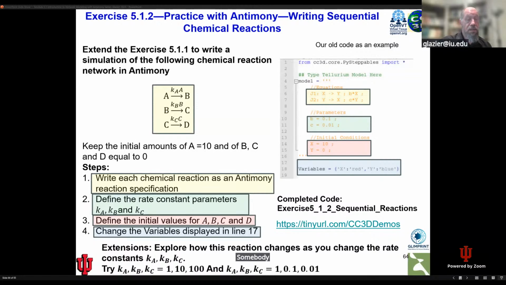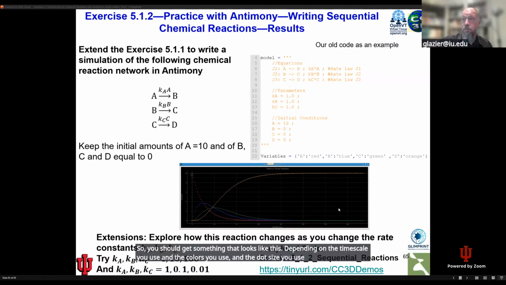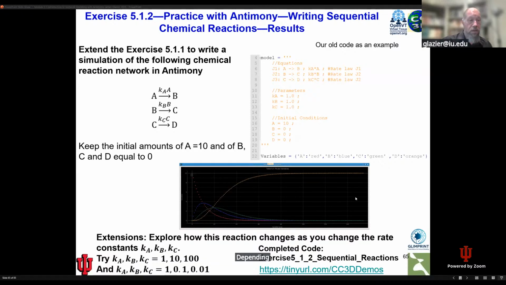Somebody said they had a CVODE error. If you had a CVODE error, you didn't type this correctly. A CVODE error almost certainly results from a divide by 0 somewhere in your code. So you should get something that looks like this. Depending on the time scale you use and the colors you use and the dot size you use, it may look a little bit different. Depending on the initial value of A you use, it may look a little bit different. I'll leave this up so people can copy it if you haven't gotten it working yet.